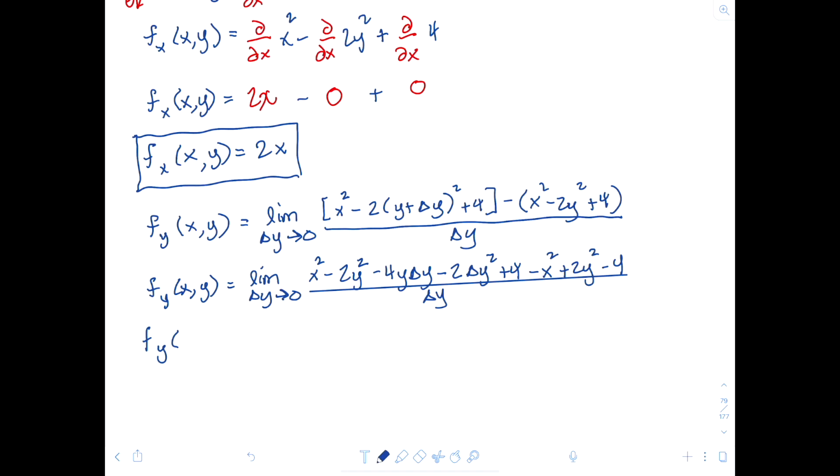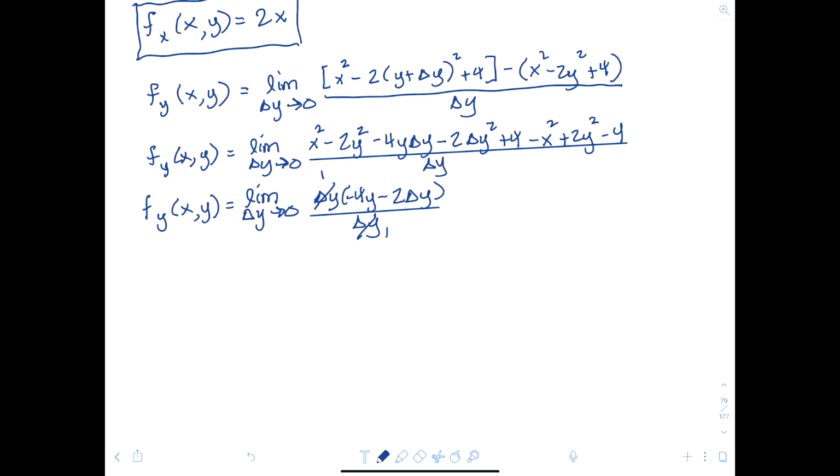So we will have the first partial derivative of f of x and y with respect to y will be the limit as delta y approaches 0. Everything will zero out except for the terms with delta y. So I will factor out a delta y, and we will have minus 4y minus 2 times delta y all over delta y. So the delta y's will zero out. And then now we can use direct substitution for our delta y.